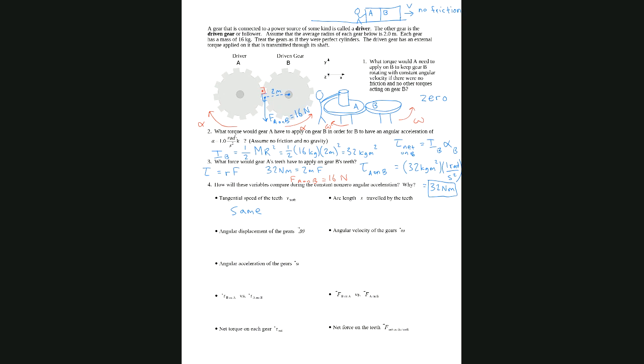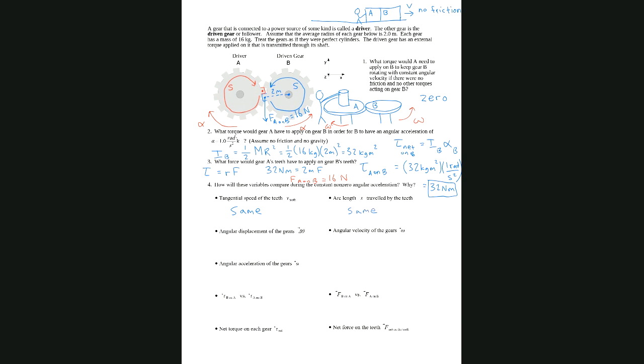Let's assume that the tooth of B makes a full revolution. Hopefully it's clear, by the symmetry of the situation and the fact that they have the same tangential speed, that the tooth of A is going to come around and meet together with the tooth of B again after they make a revolution. So that distance is called S, and they're the same distance.